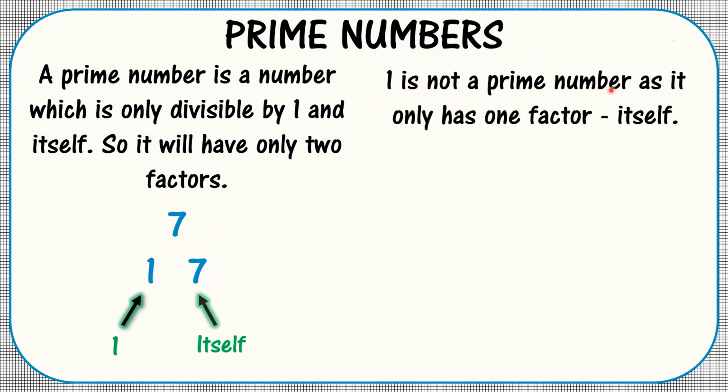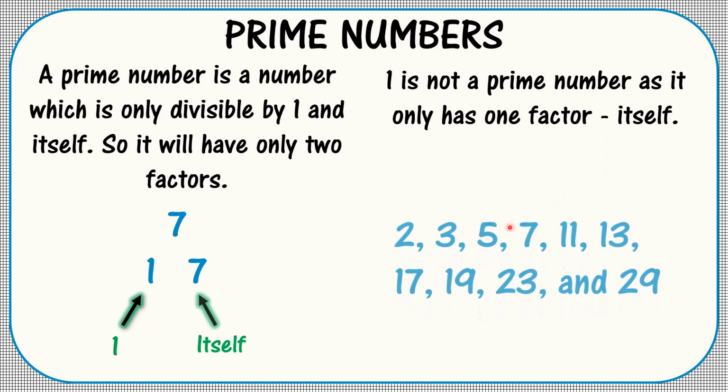1 is not a prime number as it has only one factor. Remember what we said before, it will have two factors, 1 and itself. The number 1 has only one factor, which is itself.